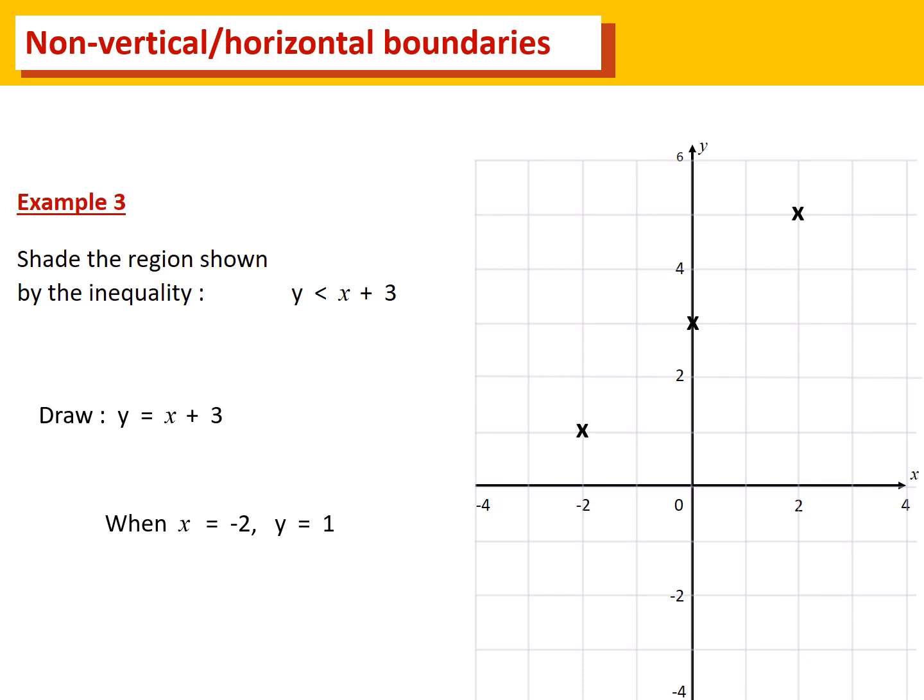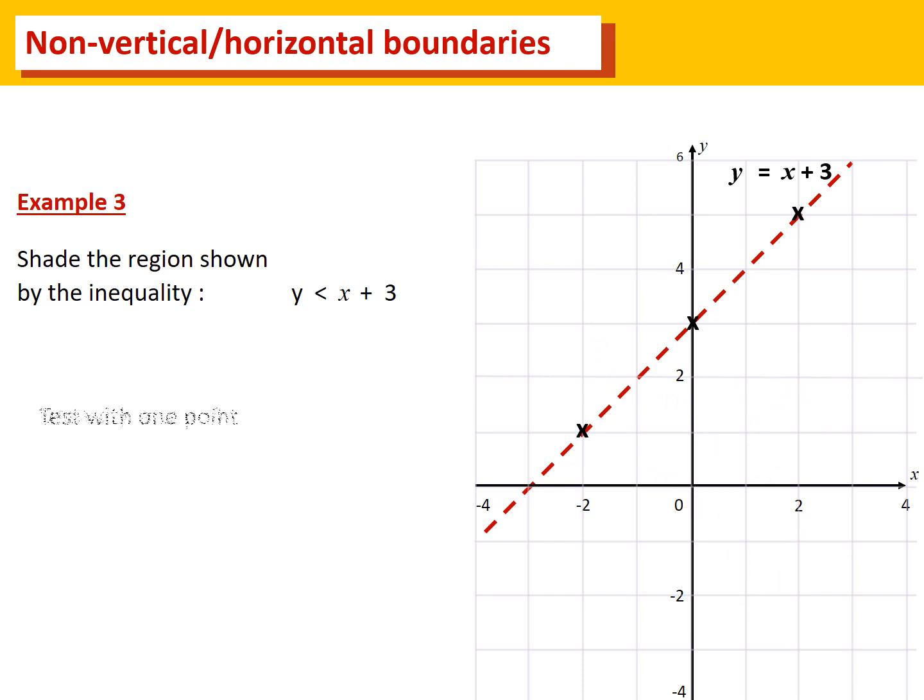And so that's our third point, and that gives us the line y equals x plus 3. Now, the region is y is less than x plus 3. So in order to find it, we're going to either shade this side of the line, or we're going to be shading this side of the line.